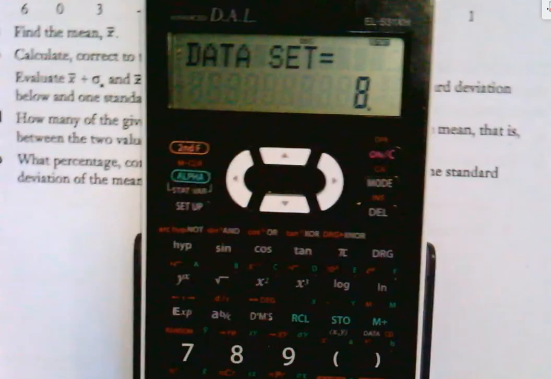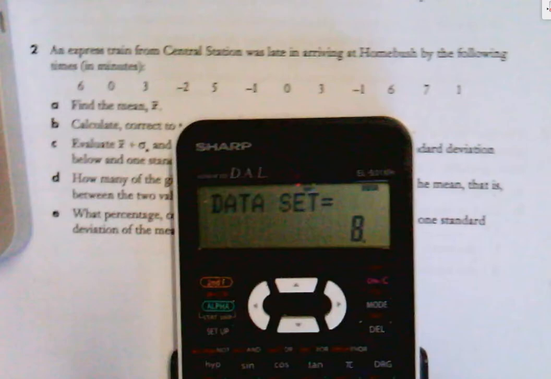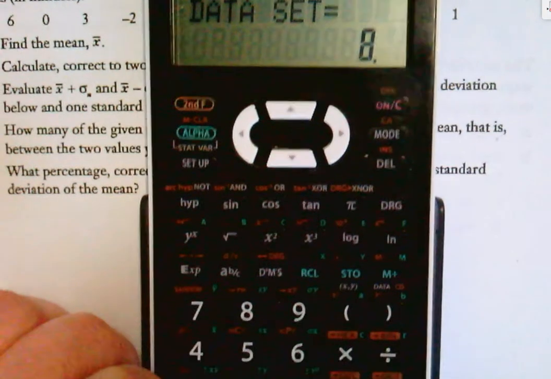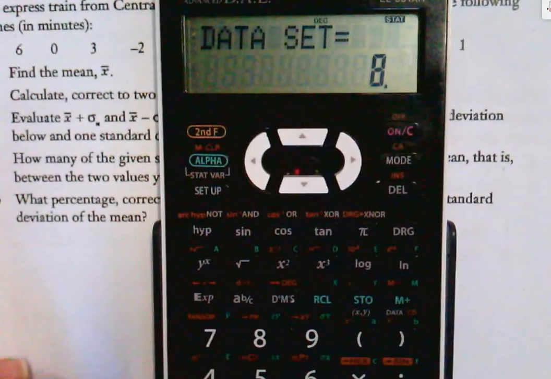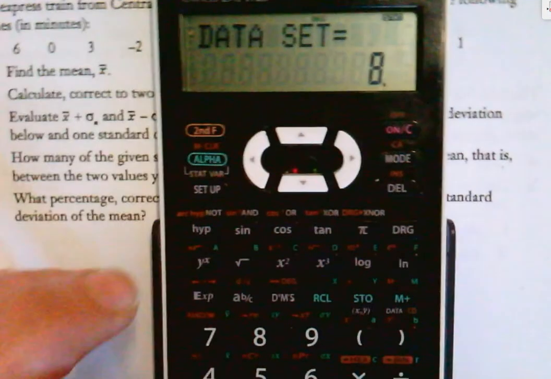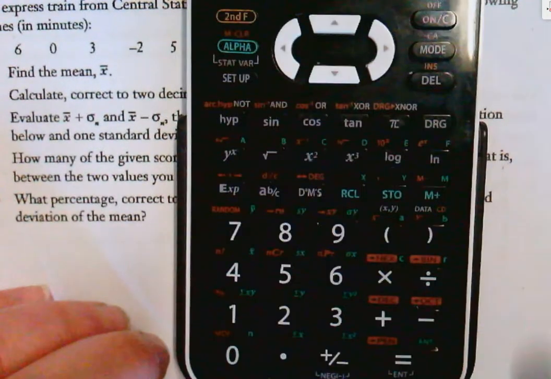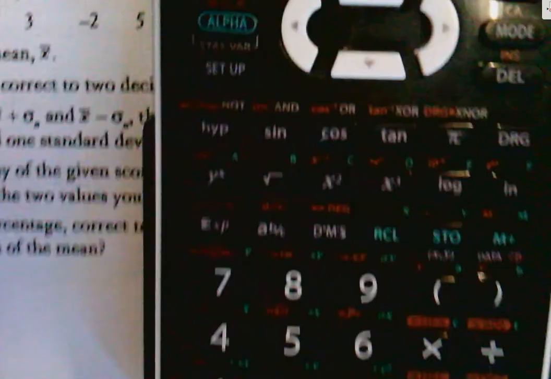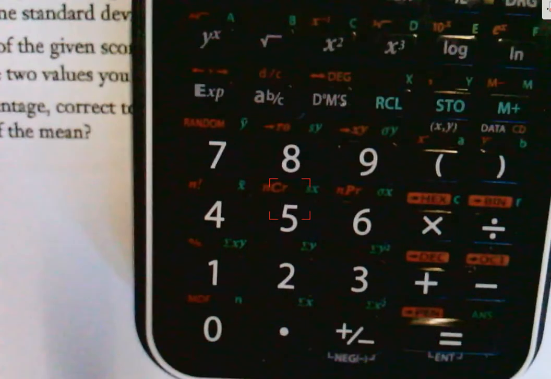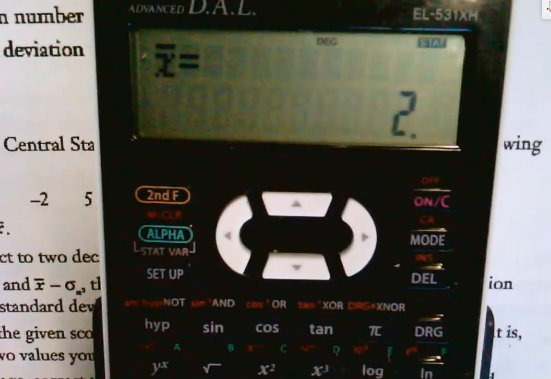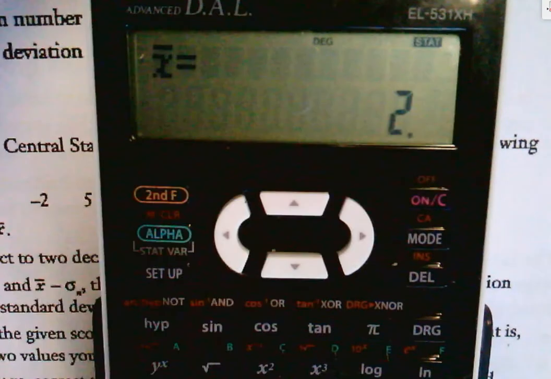I've just entered all my data. I'm going to count how many numbers I've got, and it says 8. 1, 2, 3, 4, 5, 6, 7, 8. My calculator says I've got 8 bits of data. How do I do the mean? I press, do you remember, recall. What's the symbol for mean? It's on top of the 4. Mean, X bar. And the mean is 2. See, X bar equals 2.